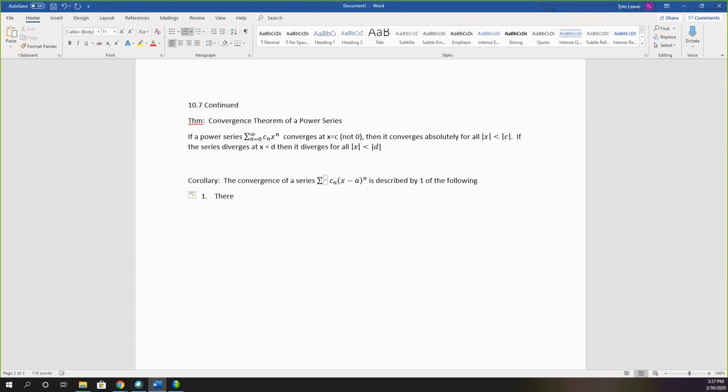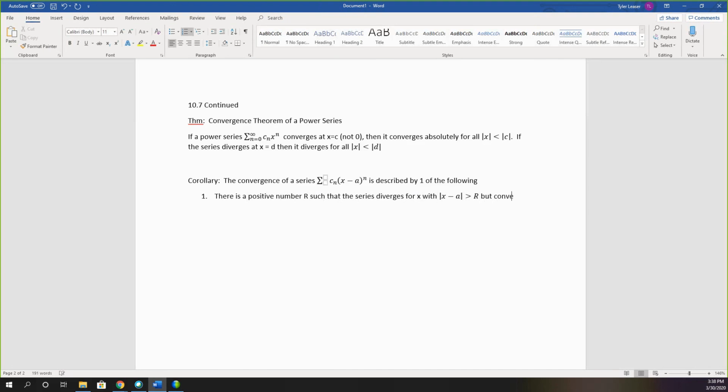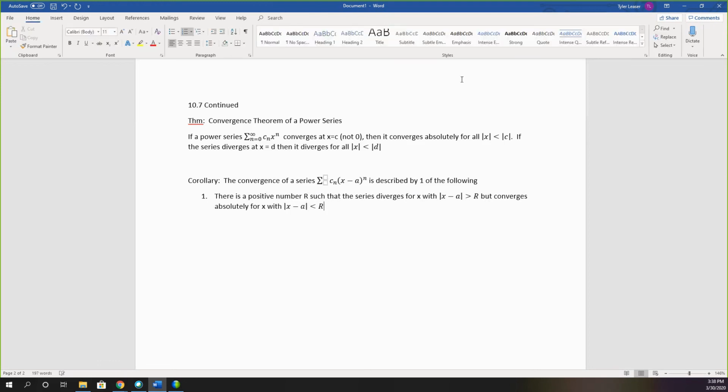The first way is that there is a positive number r such that the series diverges for x with absolute value x minus a greater than r, but converges absolutely for x with the other way around, absolute value x minus a less than r. The series may or may not converge at the endpoints.